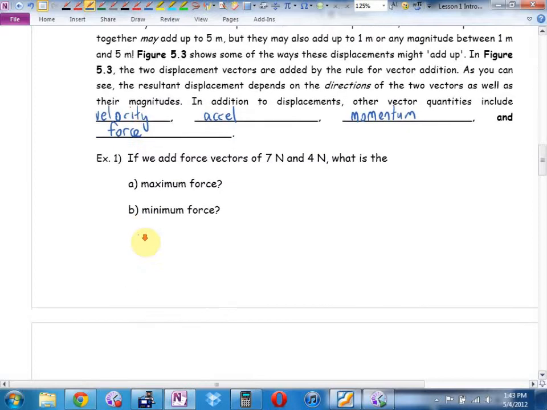So suppose I have two force vectors of 7 newtons and 5 newtons. What's the maximum force that I could possibly get if I have a 7 newton force and a 5 newton force and I want to combine them on the same object? 11. What's the minimum magnitude force that I could possibly get? 3. That's if you're same line or opposite lines. Any other angle between them, it's going to be somewhere in between 3 and 11.